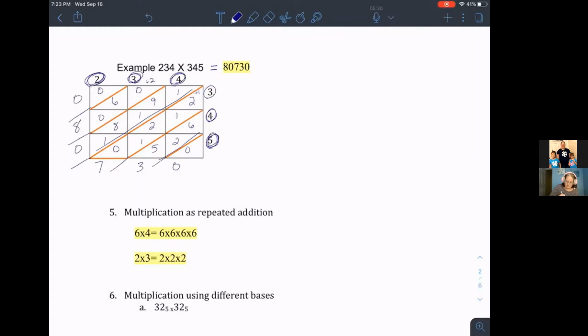So we're going to start here, go all the way around. So that would give us the 80730. So that'd be 80,730.